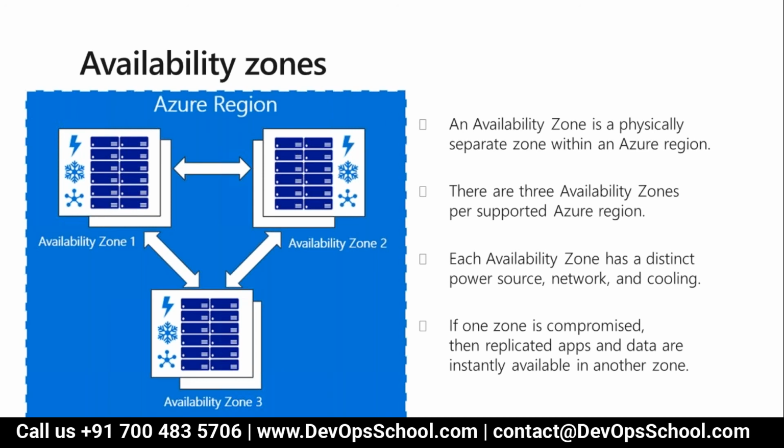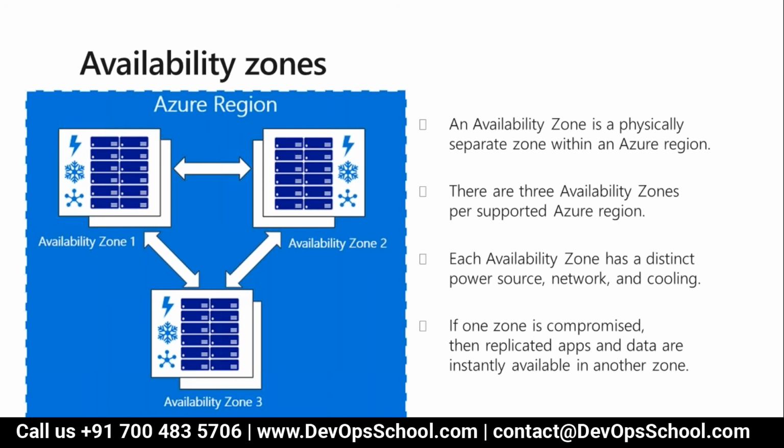In the interview they will ask you: what is the reason each and every availability zone has a distinct power source, network, and cooling? Your answer will be: due to disaster recovery. Any confusion in this? If one zone is compromised, then replicated apps and data are instantly available in another zone.